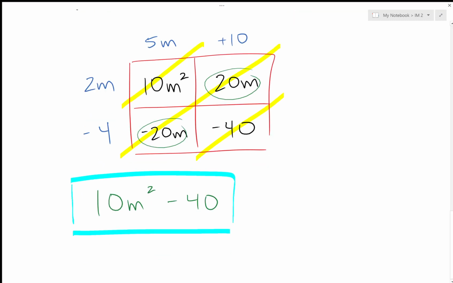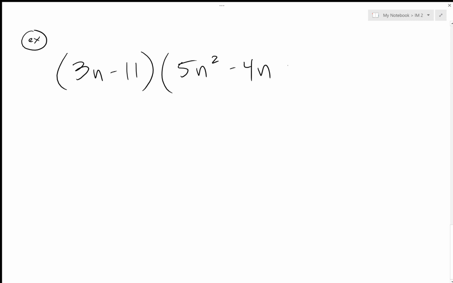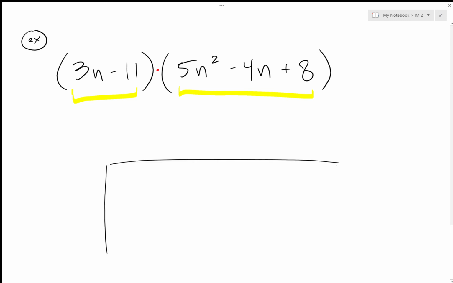And one last problem for now. And you'll notice why I switched away from FOIL to this other method, this box method. 3n minus 11 and 5n squared minus 4n plus 8. So interesting here. We've got a binomial and a trinomial, a 2-term times a 3-term. For FOIL, the word FOIL, you only can do first, outside, inside, last, but now we've got extra things. It's a lot of lines to be drawn to multiply this out. But let's still use the box method. This time it's a 2 by 3. So I'm going to go ahead and draw more to the side.